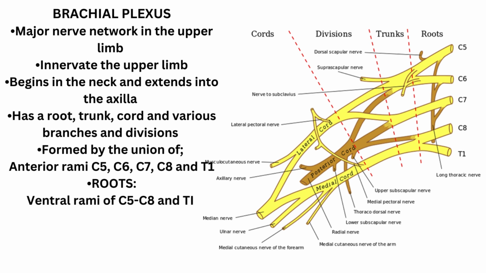Brachial plexus is a major nerve network in the upper limb that innervates the upper limb. It begins in the neck and extends into the axilla. The brachial plexus has a root, trunk, cord, and various branches and divisions.